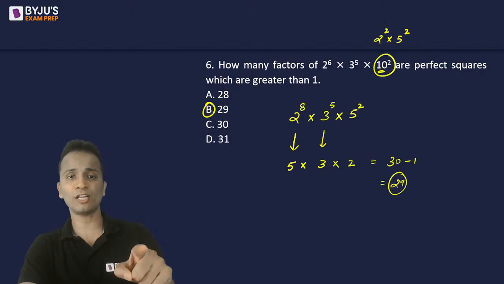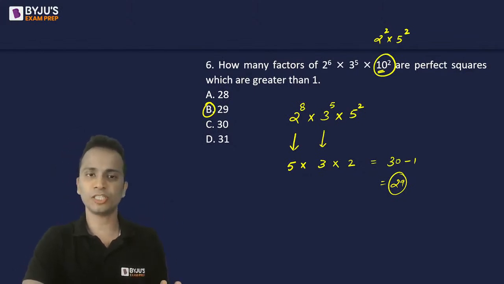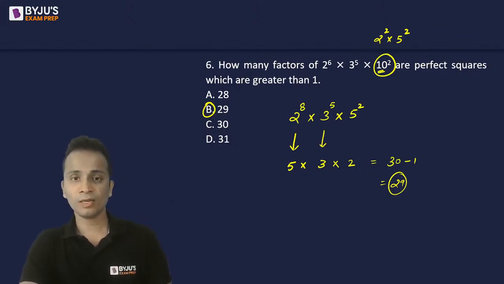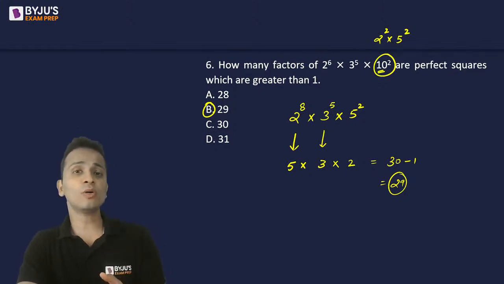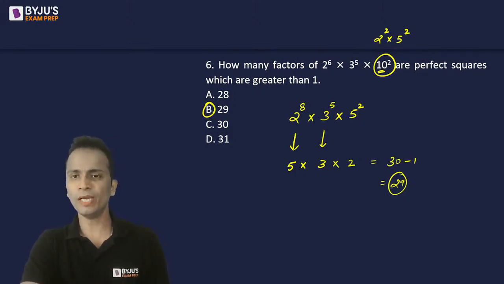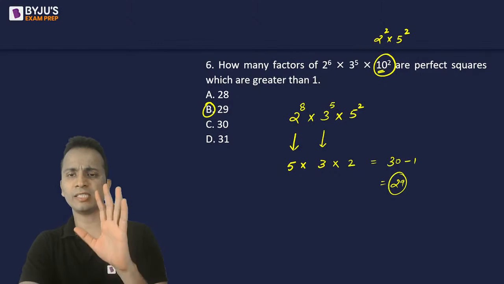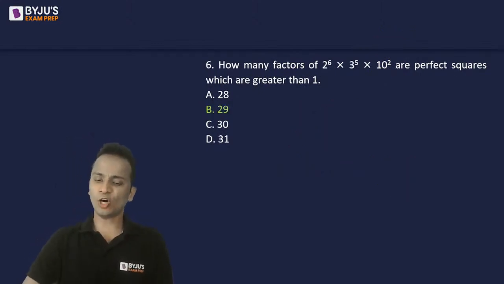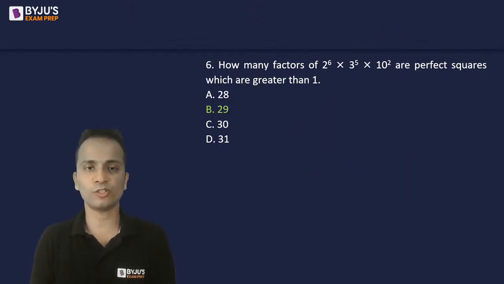Mayur, I hope you have understood what has been done in this question. Alright, Mayur? Ritik, 30 nahi hoga answer. 30 is the number of factors which are perfect squares, but it also includes 1. Okay, so 1 remove karna padega, answer will be 29. So 29, option B, is the correct answer for this one.